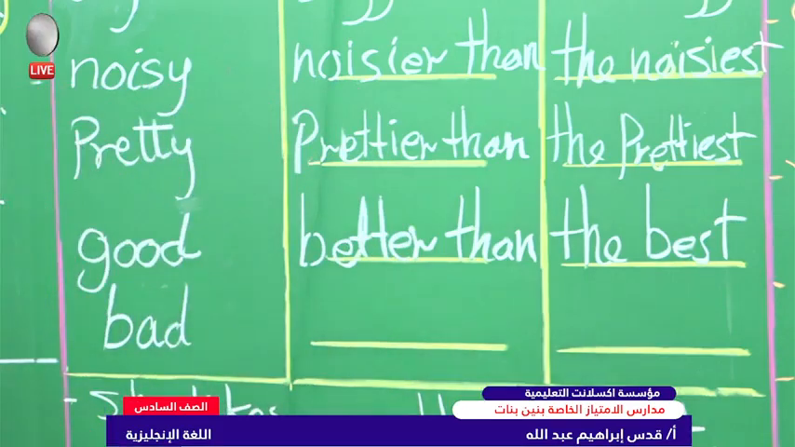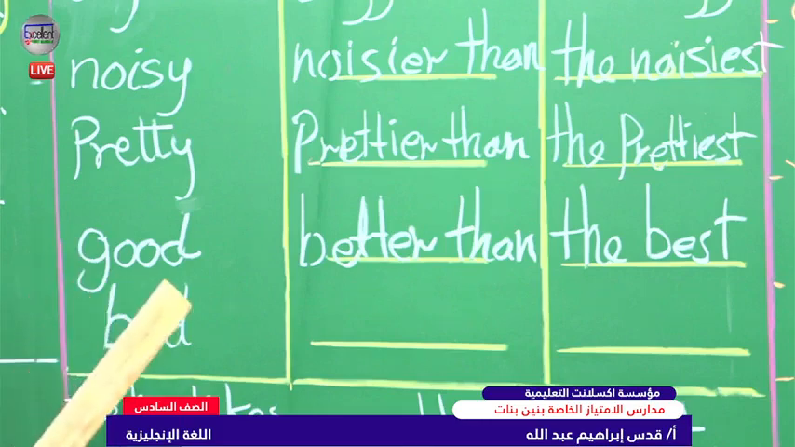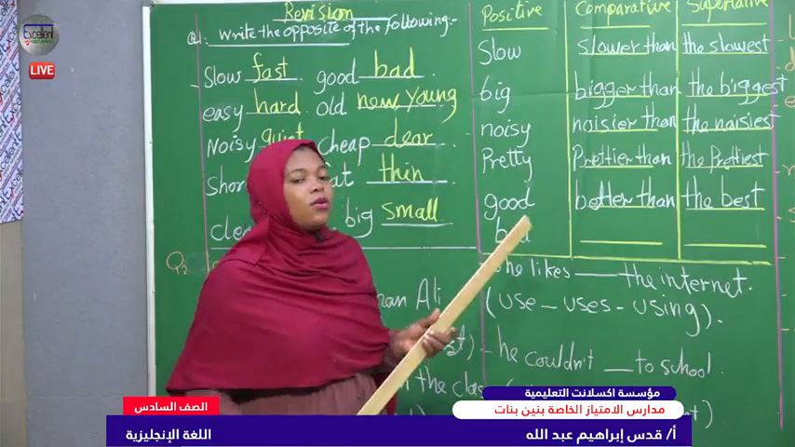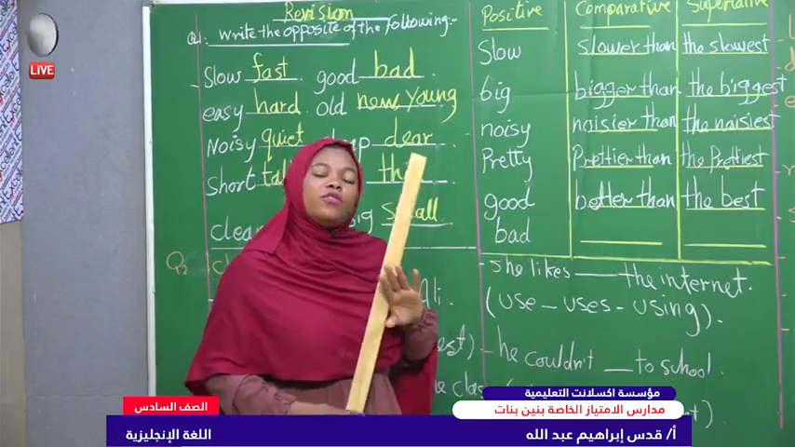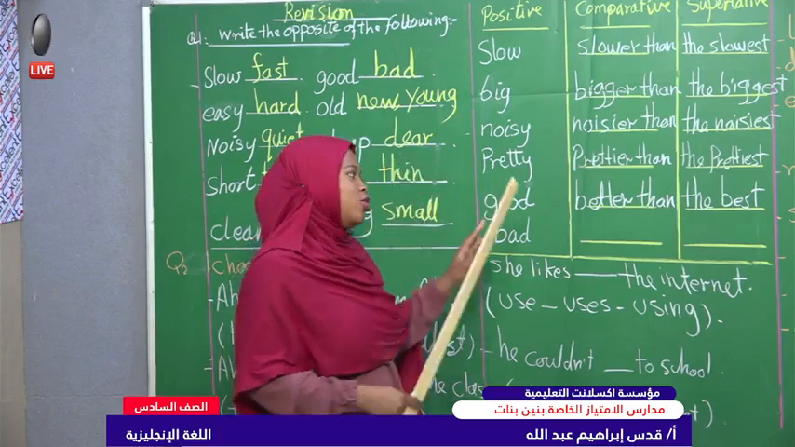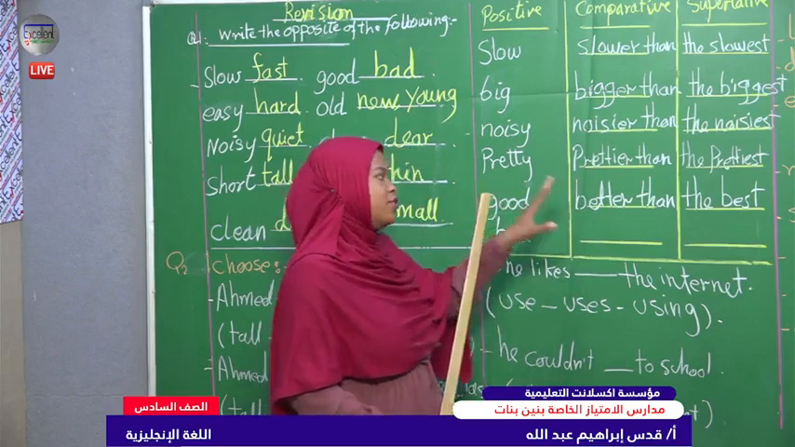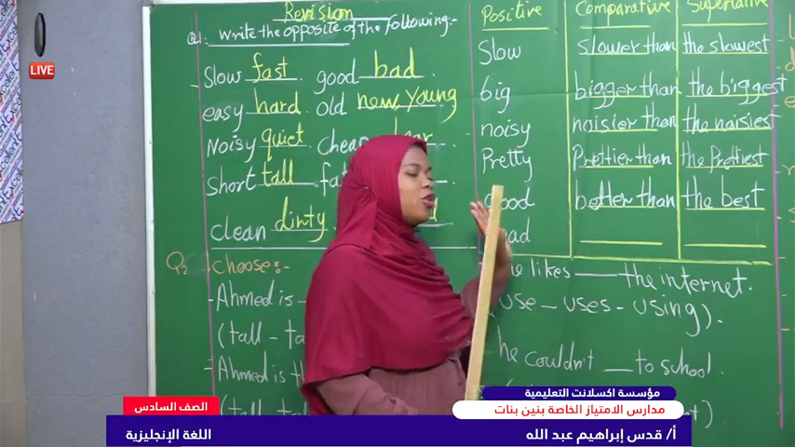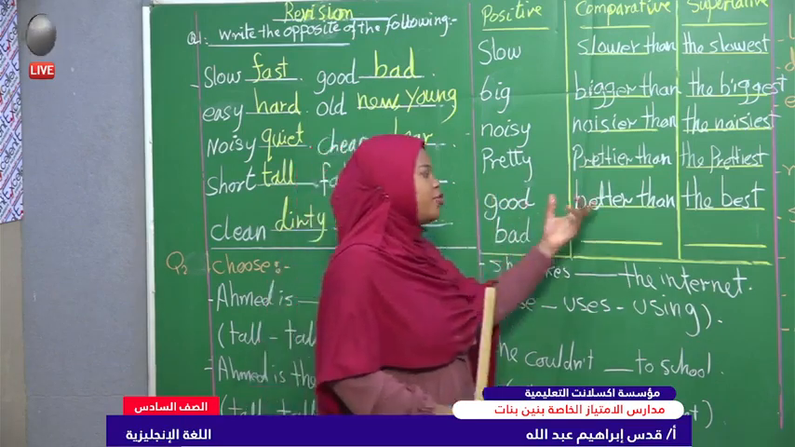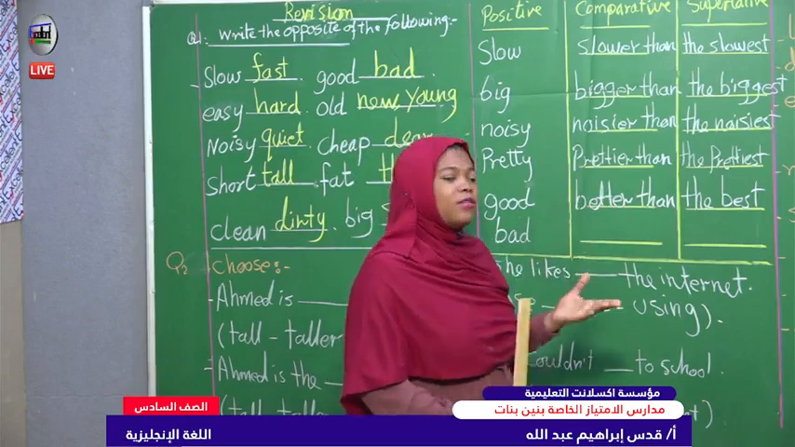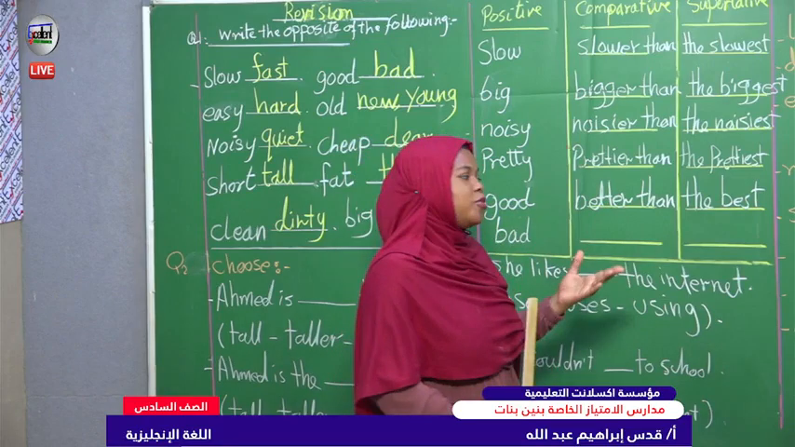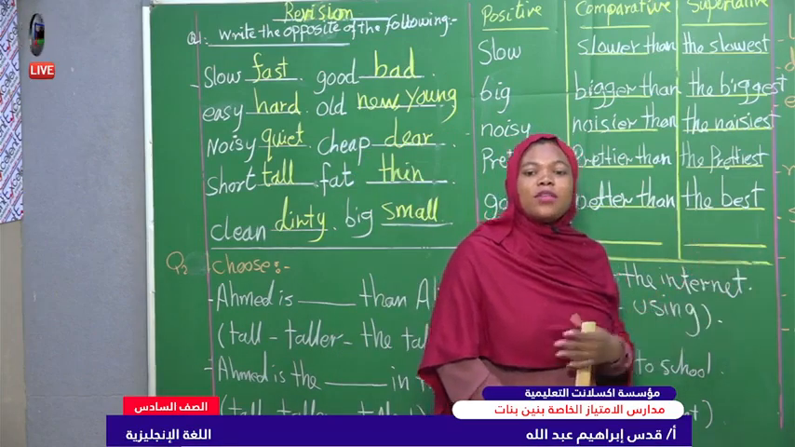Okay? So good and bad have a different rule, because the whole adjective totally changes. Good becomes better than. We don't add ER normally like the others. No, it changes. It becomes better than. But here it becomes the best. And the superlative becomes the best.